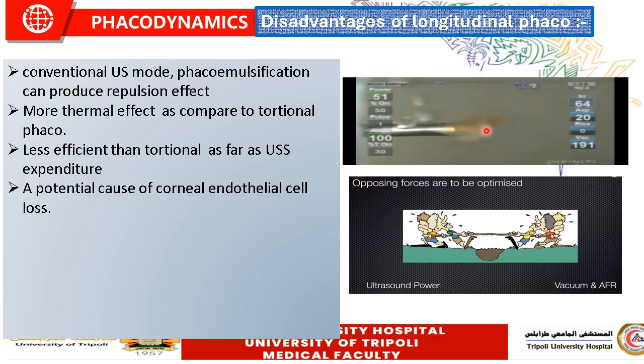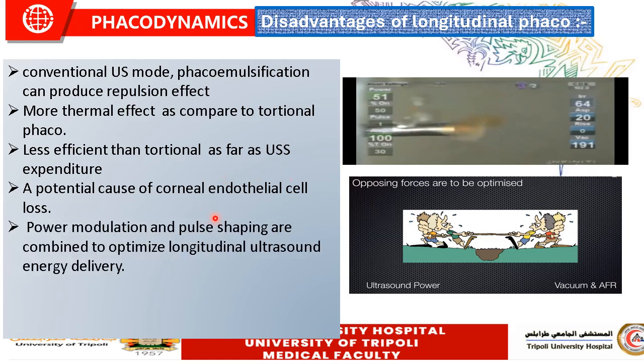And as I said before, because of the thermal effect, the corneal endothelial damage is also more. Also because of the energy expenditure: since the efficiency is reduced to 50%, we need to use more ultrasound energy to destroy the nucleus, and this will affect the corneal endothelium.